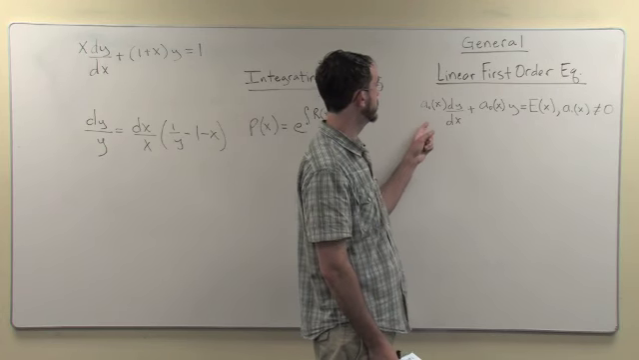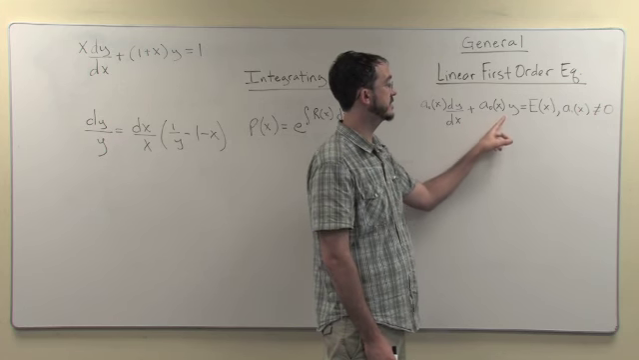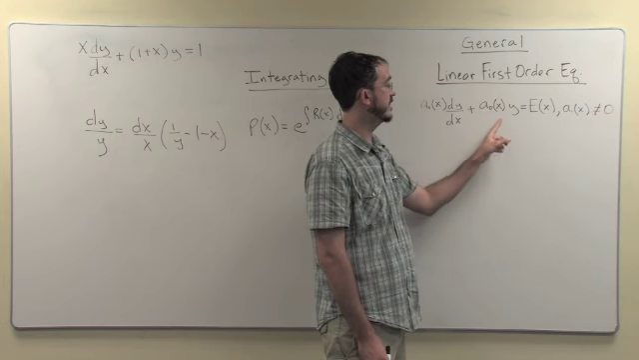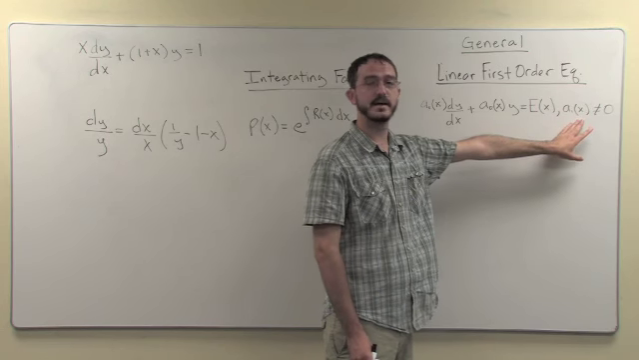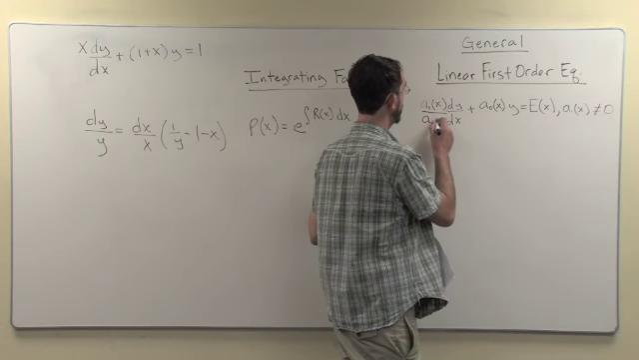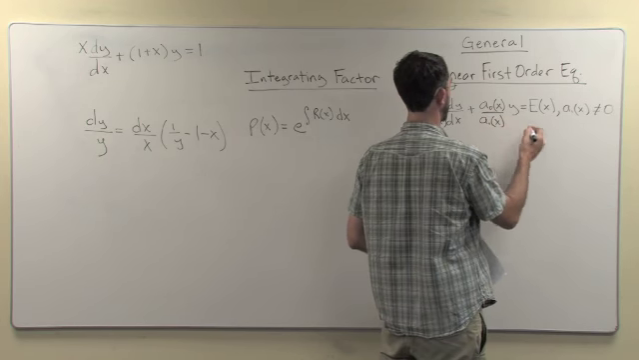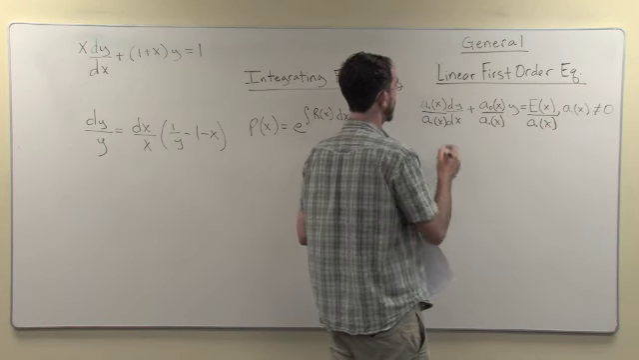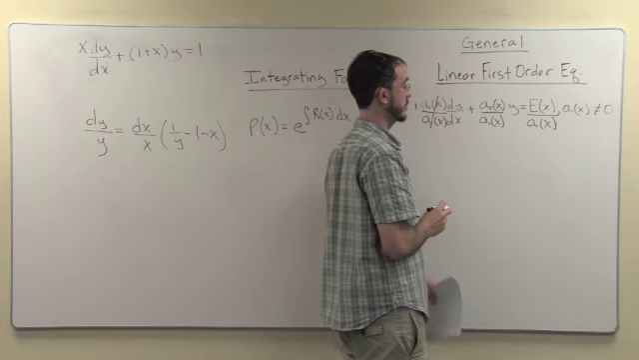Suppose we have a general function given by a sub 1 of x dy dx plus a sub 0 of x times y equals e of x, where a sub 1 of x, a sub 0 of x, and e of x are continuous functions, and let's go ahead and assume that a sub 1 of x is not equal to 0. What we do is we divide each term in the equation by a sub 1 of x. Now we have a coefficient of 1 in front of our leading term dy dx.